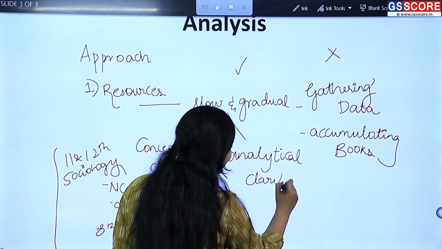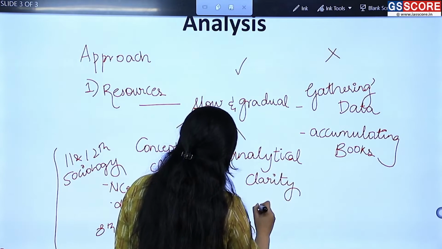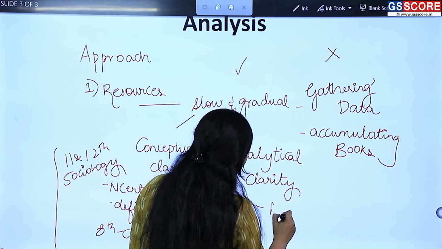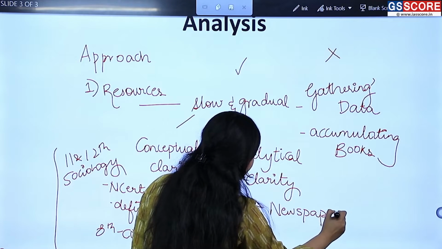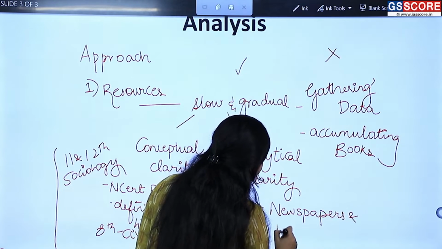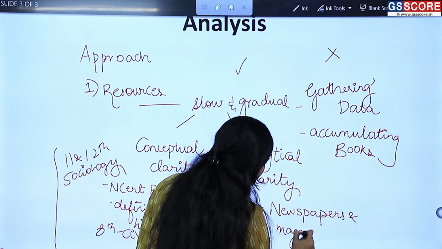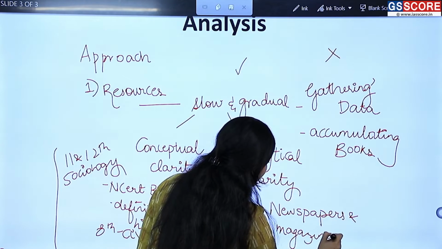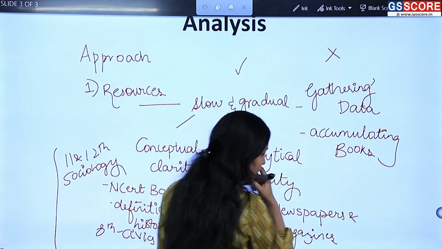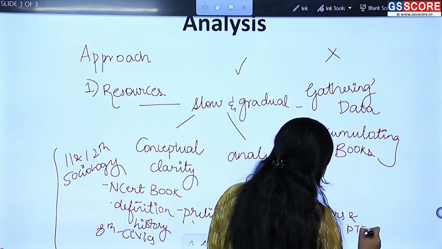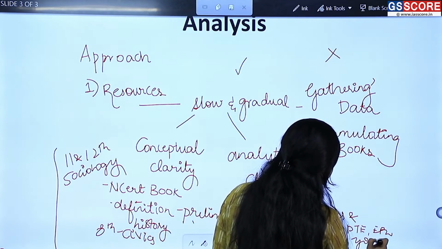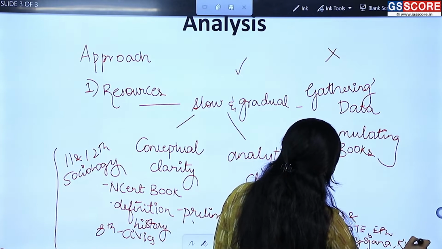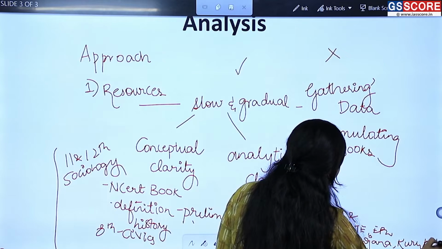And how do we approach that? How do we analyze things? And what are the sources? Newspapers are the best source for this. You can also look into magazines. Yojana, Kurukshetra, EPW, Down to Earth. Again, you don't need to go into a list of magazines for this.